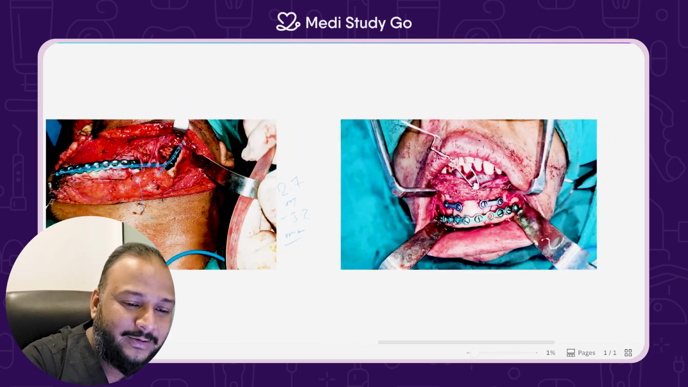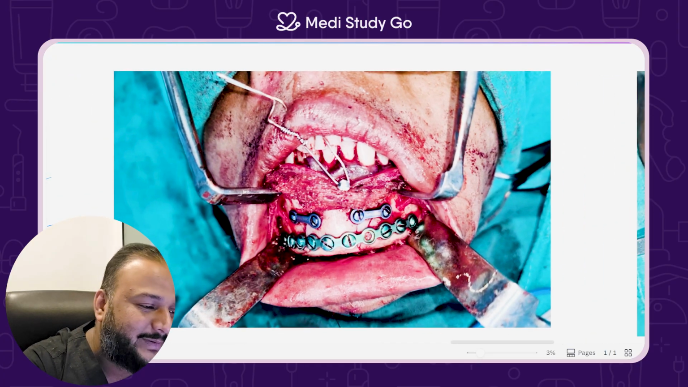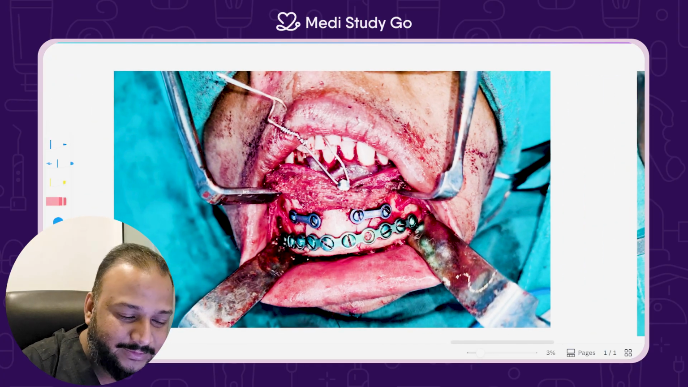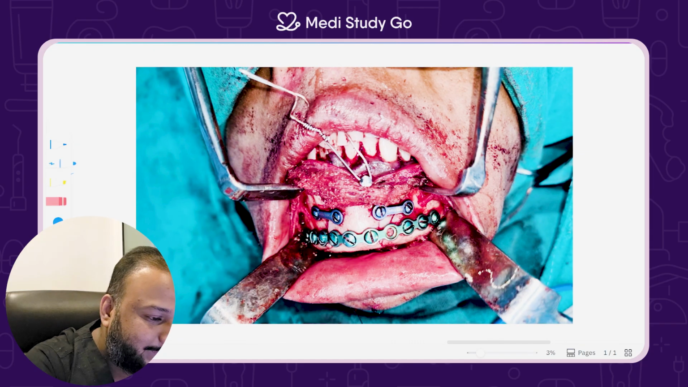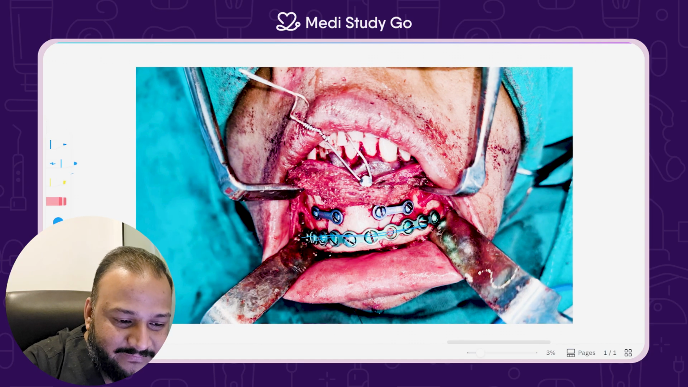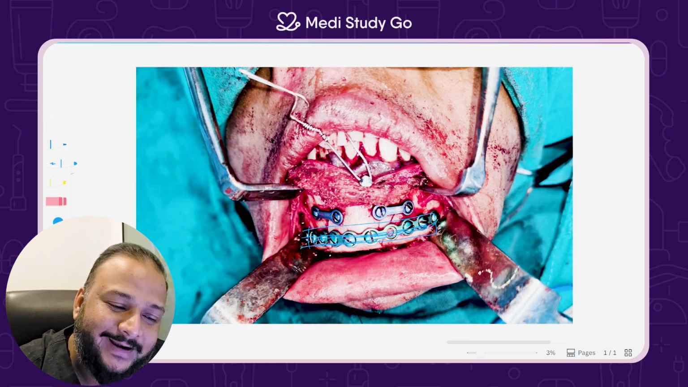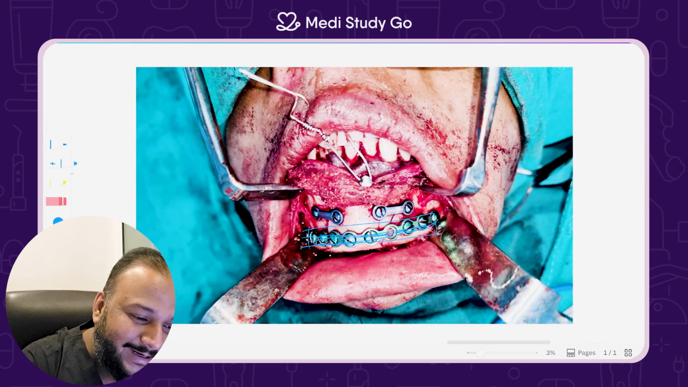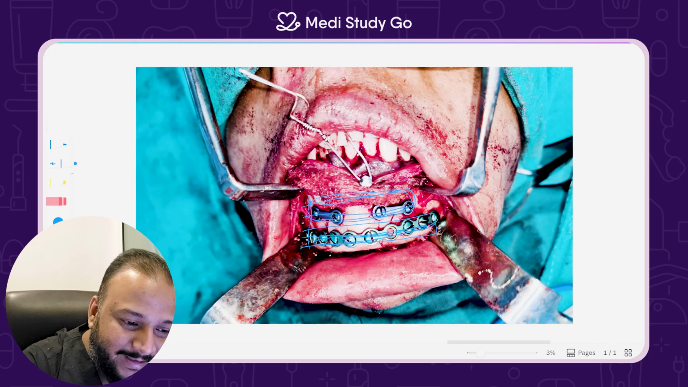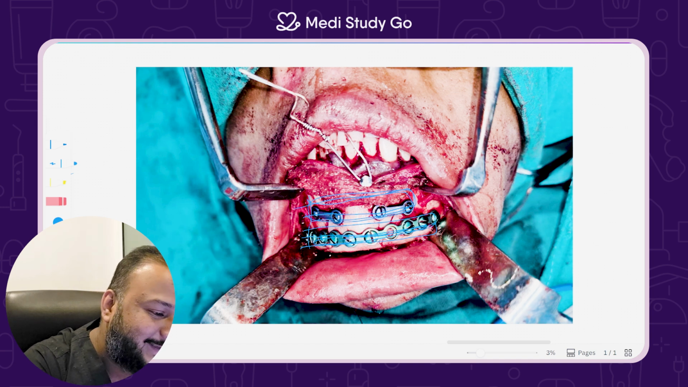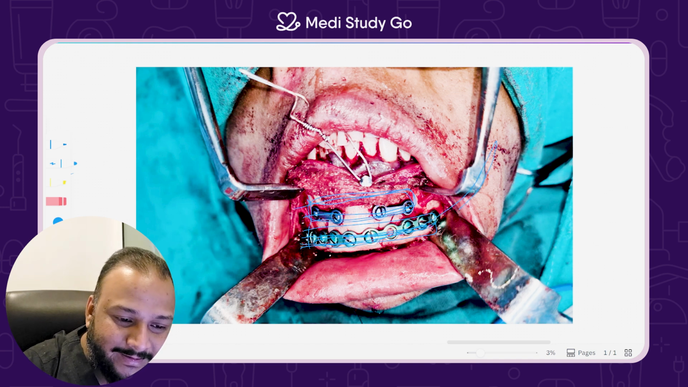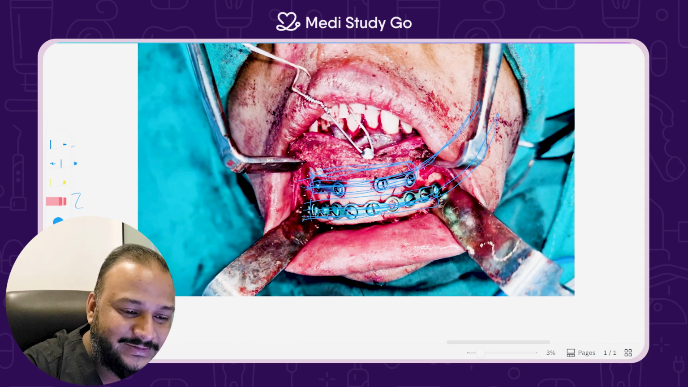Coming back, look at this. Anterior Champy's zones, let me show you what it looks like. This is the inferior border of the mandible that you see over here. One strong plate is placed at the inferior border of the mandible. Two smaller plates are placed at the subapical area. Look at this. This is the Champy's line, inferior aspect. This is the Champy's line, superior aspect, as you can see.